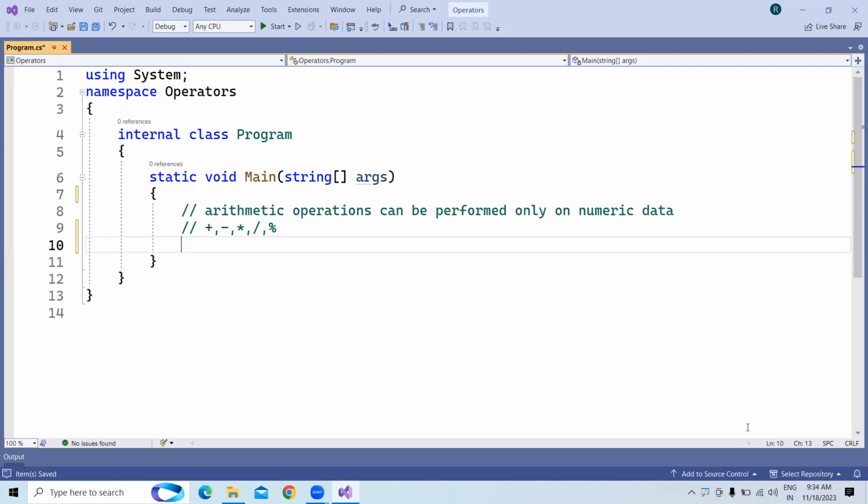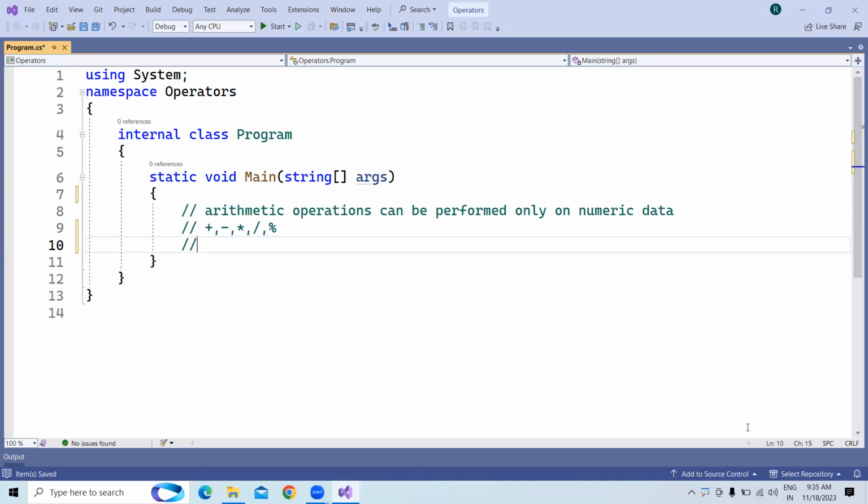For doing addition, we will use the symbol plus. How does the compiler know? Because whenever this particular symbol appears in your program, the processor can do that particular task. Now we are going to discuss these arithmetic operators. Arithmetic operators can be used only on numeric data. It may be float or it may be integer.